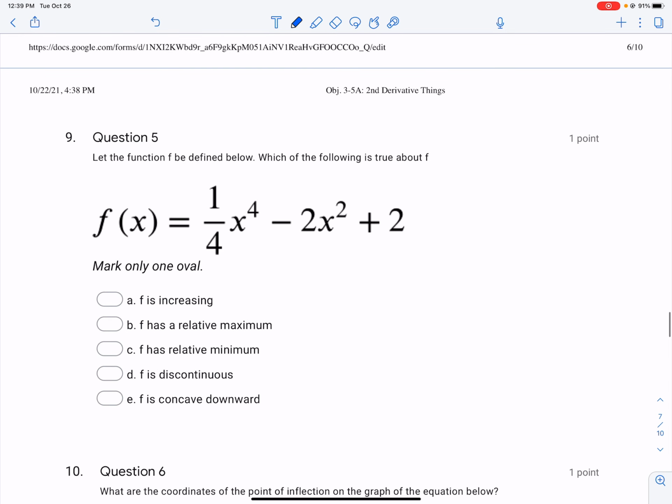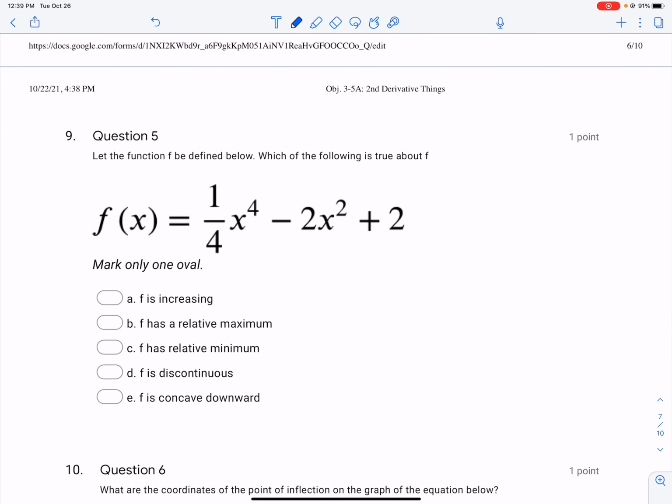Question 5. So I am looking for what might be true. So let me take a derivative. So f prime of x is equal to x cubed minus 4x. And then I need to take an x out. So 0 is equal to x squared minus 4. So x is equal to plus or minus 2 and 0.